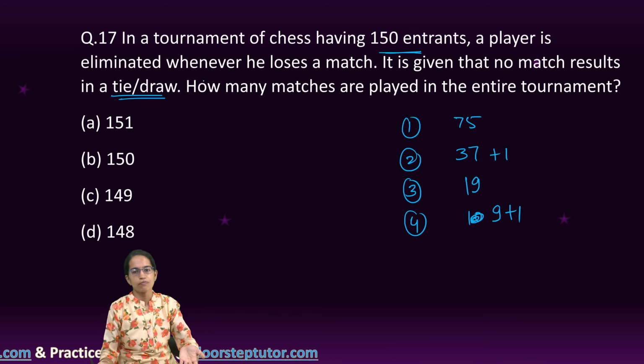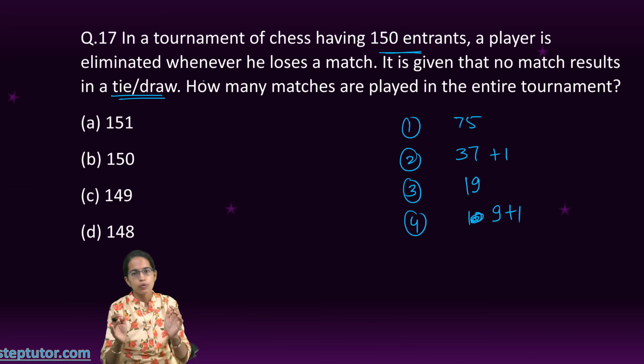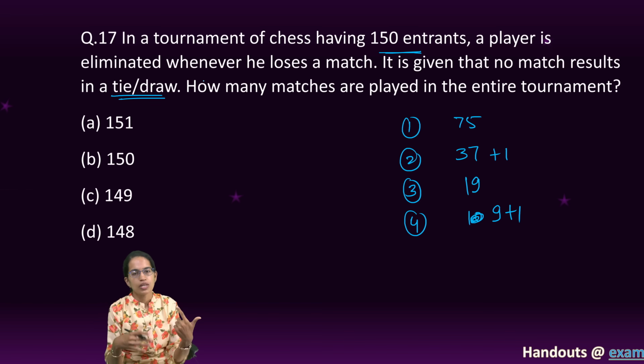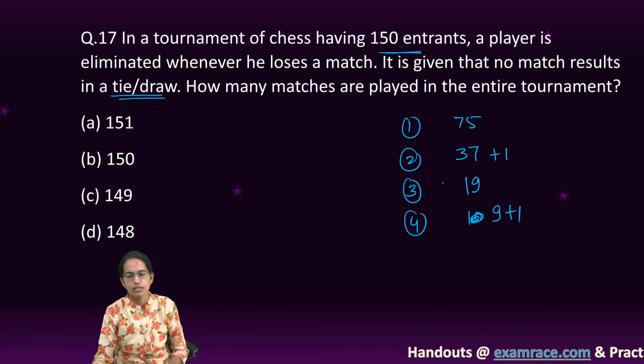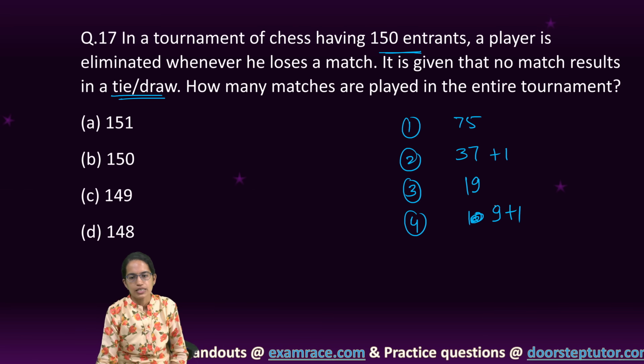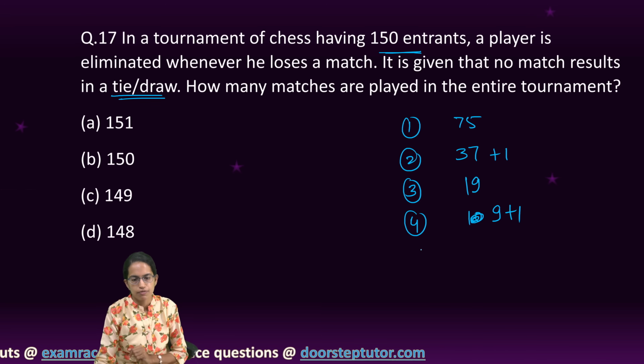So 75 matches played, one lost, one wins. Now the remaining 75 people would play again. So 37 matches, one would win. Other 37 gone, but one person remains extra. So from this 38 you would have 19 matches. From this 19 you would have 9 persons who would win, but one would be left.